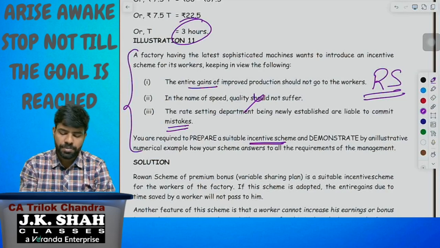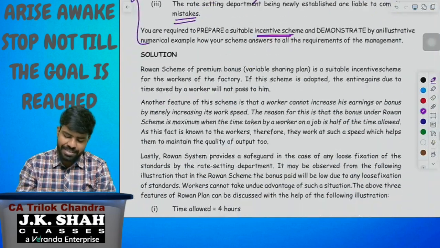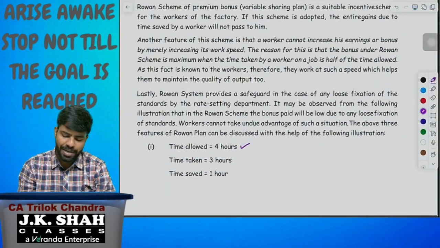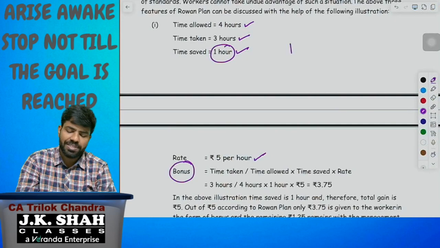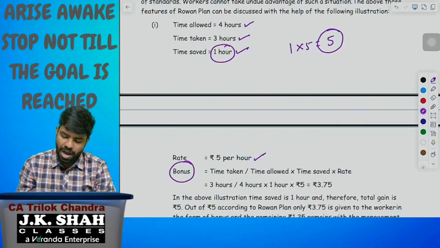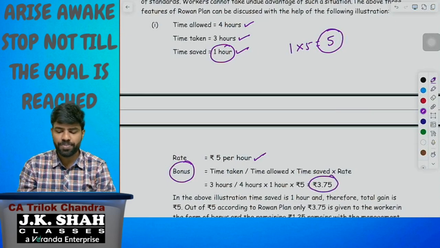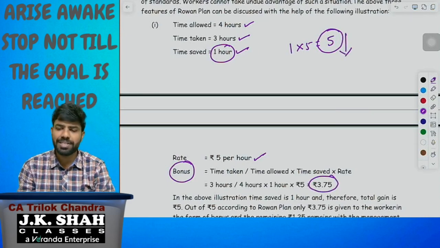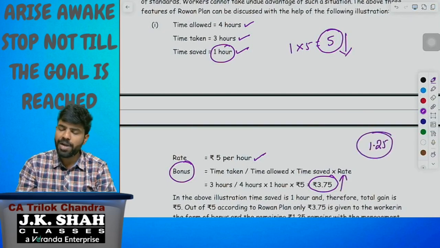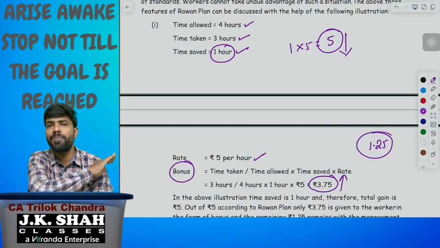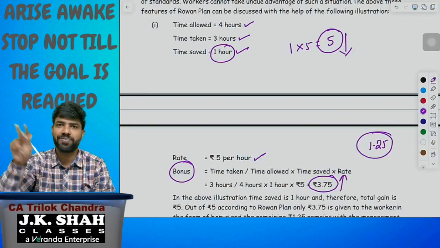Look at here. The entire gain of improved production should not go to the workers. Let me take an example. Time allowed is 4, time taken is 3, time saved is 1, and hourly rate is 5 rupees. Accordingly, if you calculate bonus, 1 hour saved into 5 rupees, the bonus should be 5 rupees. If you use the formula, how much are we getting, how much are we paying? 3.75. 5 rupees is the saved amount, but the paid amount is only 3.75. The benefit the company gets is 1.25. So the entire benefit is not passed on to the worker. First condition satisfied.